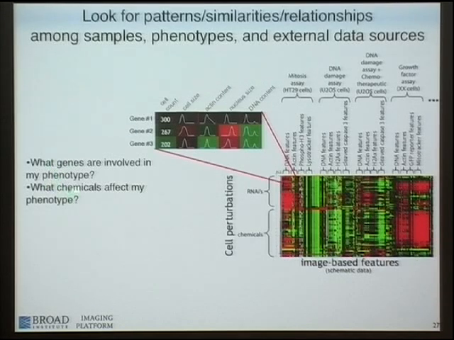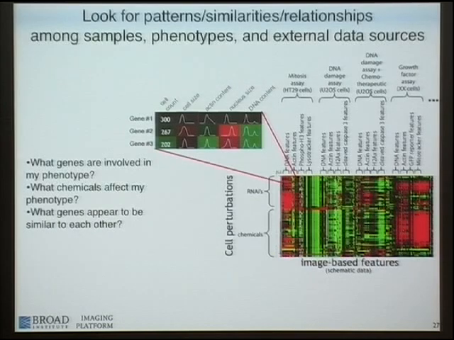Historically, what I focused on and what the practical outcome of this field is so far is answering the simple questions: what genes are involved in my phenotype? What chemicals affect my phenotype? Which is typically answered by just picking one column of this gigantic matrix and picking the top 10 chemicals that meet that criterion in that one column.